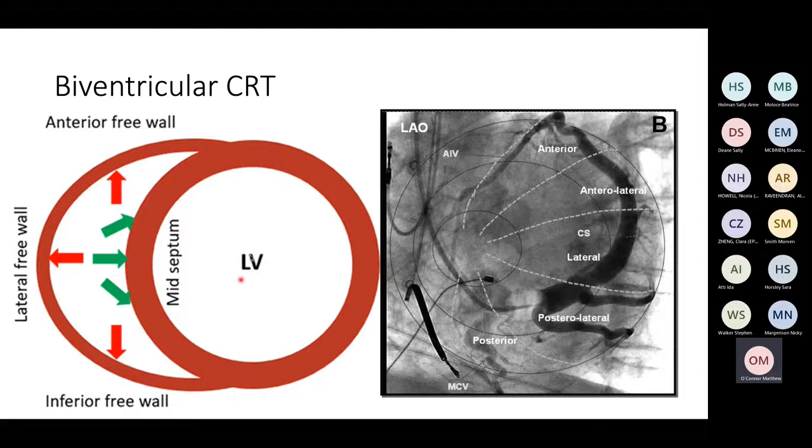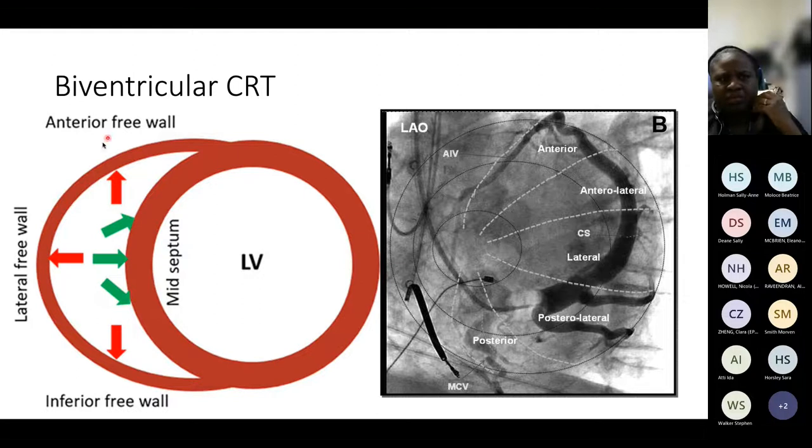So we'll start off by looking at this diagram on the left-hand side here. So this is us staring down the apex of the heart, left ventricle here, right ventricle sort of wrapped around on the outside. So the idea of CRT is to pace from two opposite sides of the left ventricle to try and maximize the amount of resynchronization. If you put a pacing lead just here and a pacing lead just here, all you're doing is resynchronizing these two parts. You're leaving out all this part of the ventricle here.